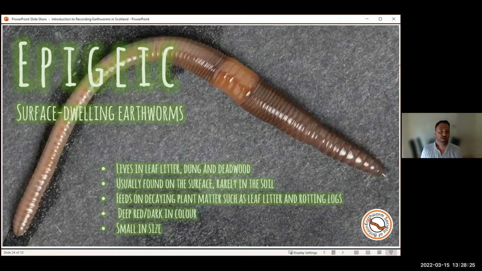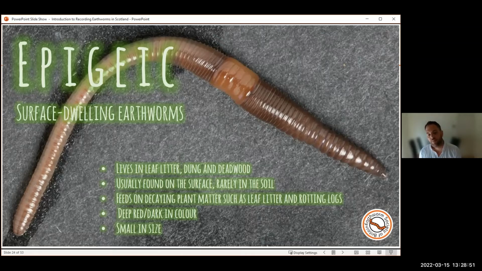We've also got the other 2 categories which tend to be found more often above ground. So we've got the Epigeic earthworms, which we refer to as the surface-dwelling earthworms. They will live in leaf litter, dung and deadwood. So they'll live in the substrate that they eat. These are the kind of things that they eat, feeding on any decaying plant matter and waste animal matter as well.